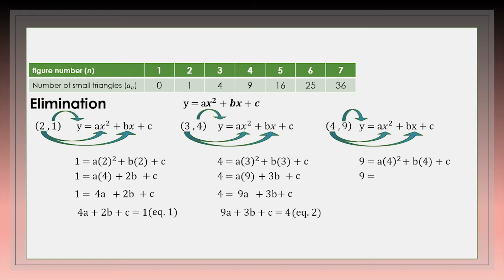So, bring down ulit natin yung 9. Then, a times 4 squared is 16 plus b times 4 is 4b plus c. So, simplify ulit natin. Multiply na natin yung a. A times 16 is 16a plus 4b plus c. Then, equate ulit natin sa constant. Ilipat natin yung constant natin sa right side. So, it will be 16a plus 4b plus c equals to 9. This will become the equation number 3.